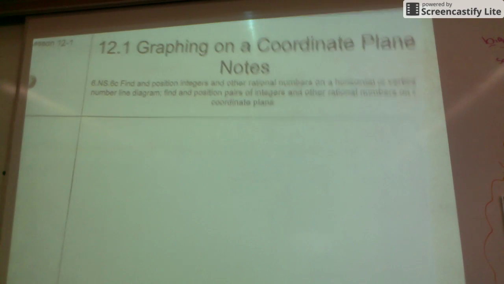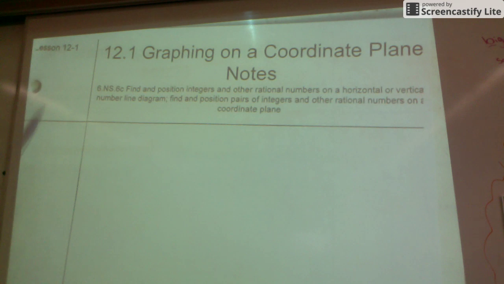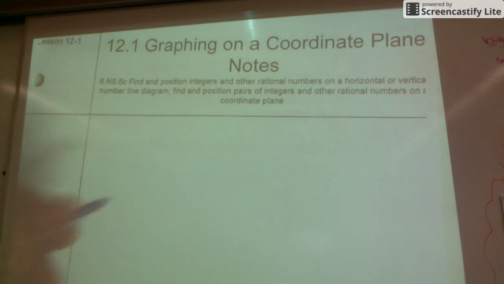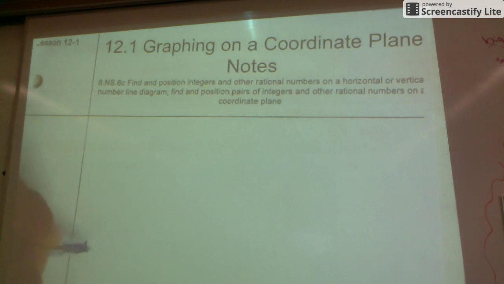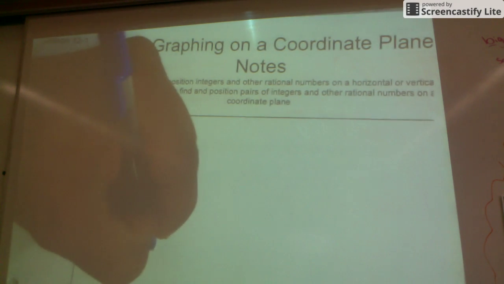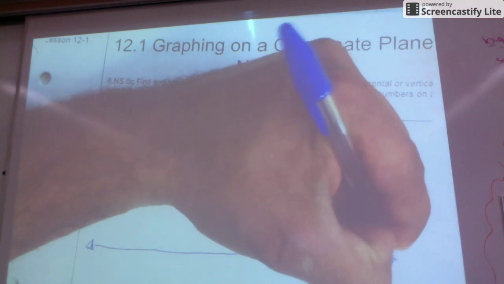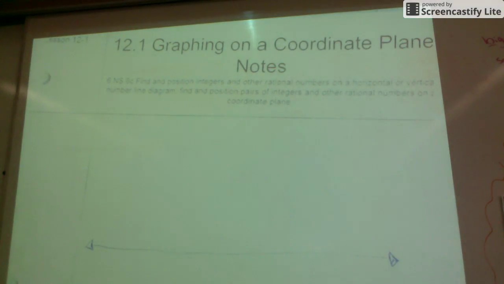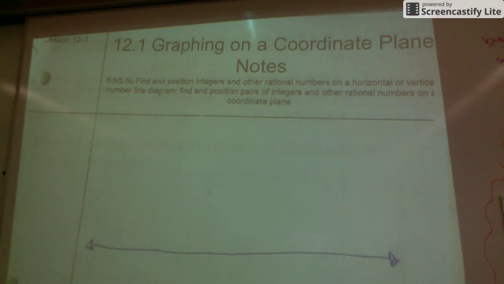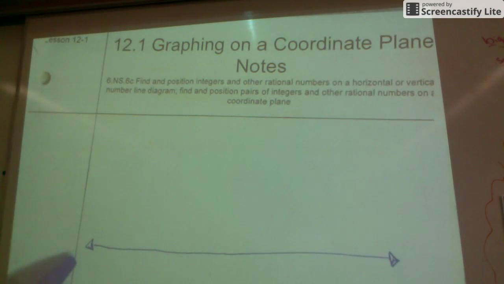All right. So before we can talk about what a coordinate plane is, we kind of have to look back at what a number line is. Okay. So we know that our number line looks like this. Okay. It goes left to right. Okay. I want you guys to start it toward the middle of the page because we're going to make a big one. And so if you need to erase, do that.